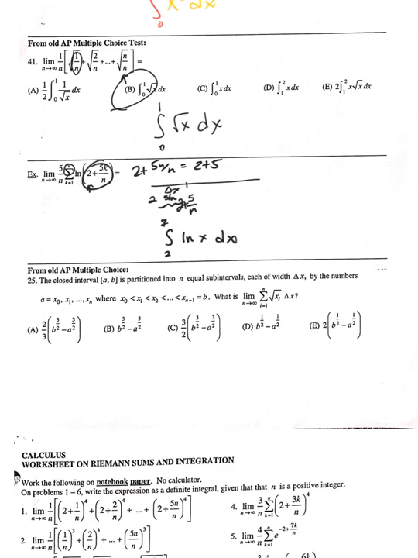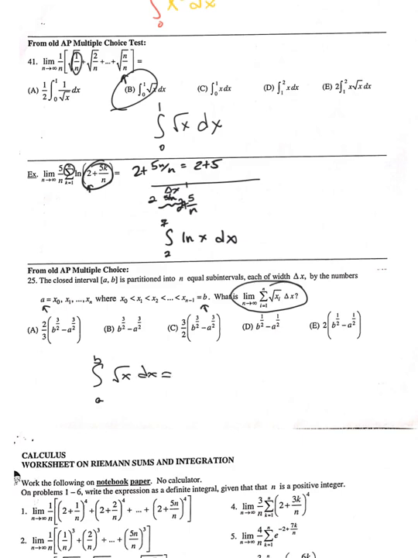Okay, number 25, they gave you a question. They want to know what is the limit of this here. The limit as i goes from 1 to n of the square root of x delta x. They're telling us here, I don't know if you read these details, that we're going from A to B. What's being done is we're square rooting.